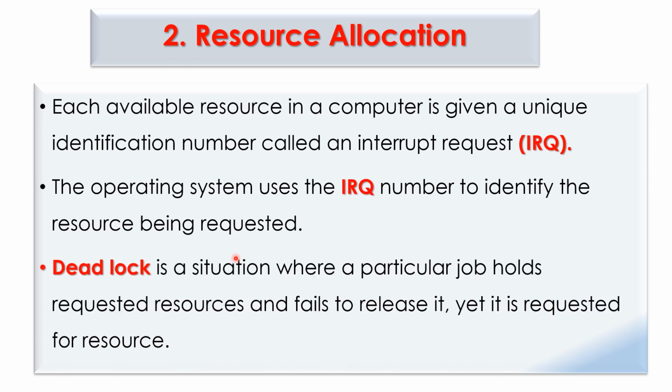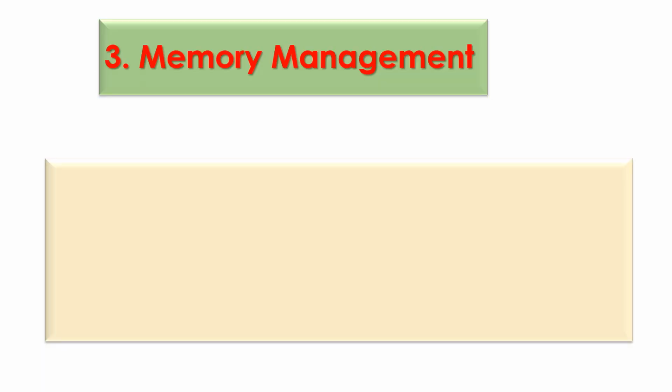However, there is a term by the name deadlock, which is a situation where a particular job holds a requested resource and fails to release it, yet it is requested. So we see here that there is a situation sometimes where a resource is requested, but a particular job is still holding that resource. That one is called a deadlock.